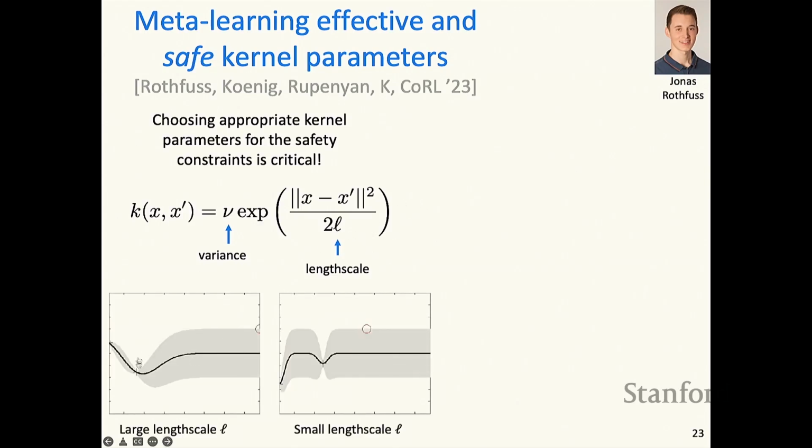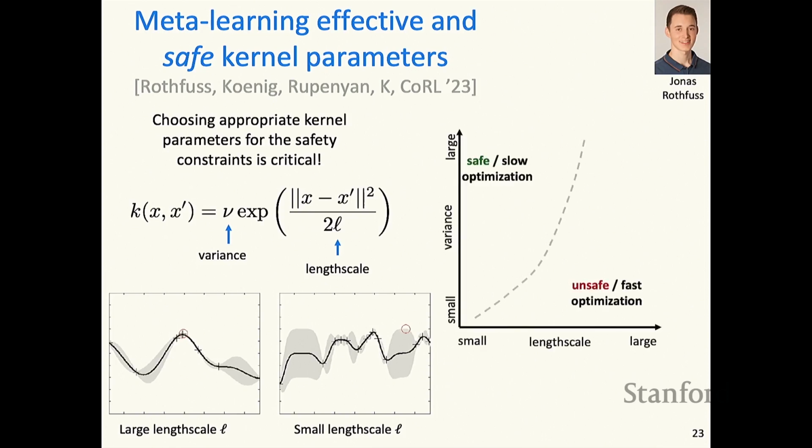If you have large length scales, single observations reduce the uncertainty a lot. This is associated with getting a lot of information, but of course might be unsafe if you predict too large of a reduction of uncertainty. In contrast, small length scales are much more conservative, and might lead to more robust behavior. You can look at this kind of phase diagram, where you compare these hyperparameters along length scales and the variance. If you decrease length scale and increase the variance parameter, the model becomes more conservative, but correspondingly slower. If you increase the length scale but decrease the variance, you get unsafe behavior.